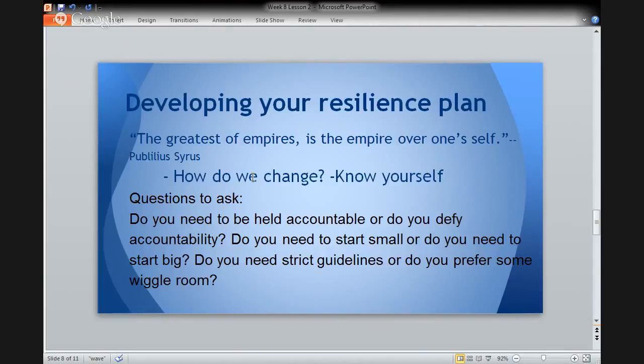Some questions to ask yourself are, do you need to be held accountable? Or do you defy accountability? Do you need to start small, or do you need to start big? Do you need strict guidelines, or do you prefer some wiggle room? Think about these questions as you start to build your resilience plan.